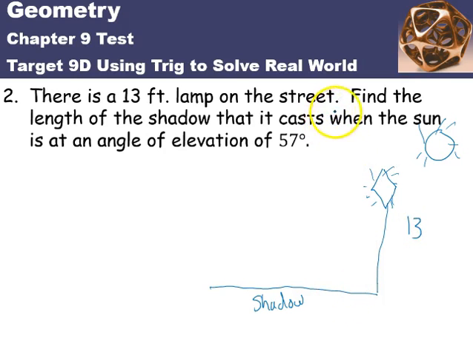And we know that the angle of elevation from the lamppost to the sun, or I'm sorry, from the ground to the sun, that's this angle right here, is 57 degrees. And we want to know how long the shadow is, so we need to know what that is. And again, this is a right triangle. So again, we're looking for a missing side.